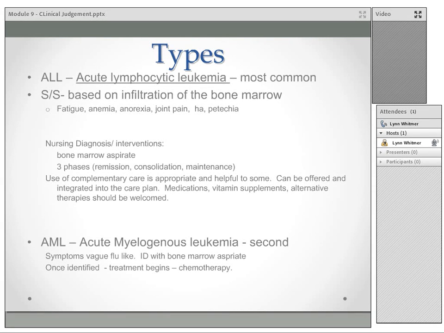So ALL is one form of cancer, then AML is the acute myelogenous leukemia. I probably am not pronouncing that correctly, but that is the second most common. Again, the symptoms are very vague. They have flu-like symptoms. It's identified with the bone marrow aspirate again, and once it's identified, treatment begins, and we usually start with chemotherapy.